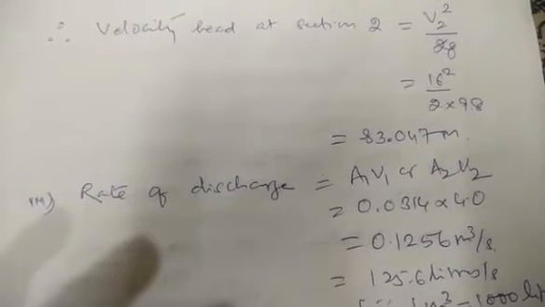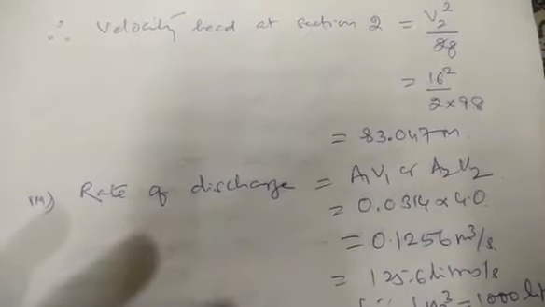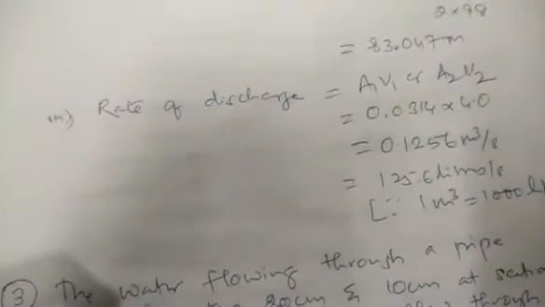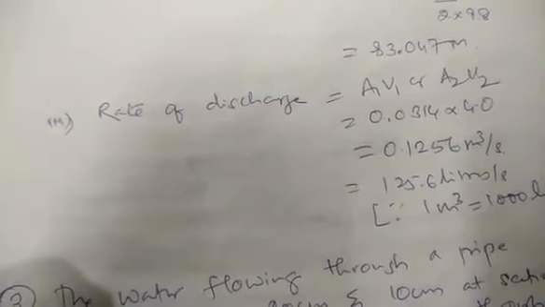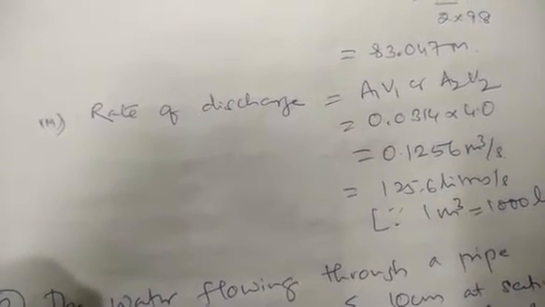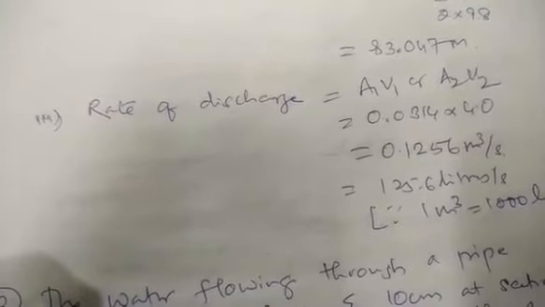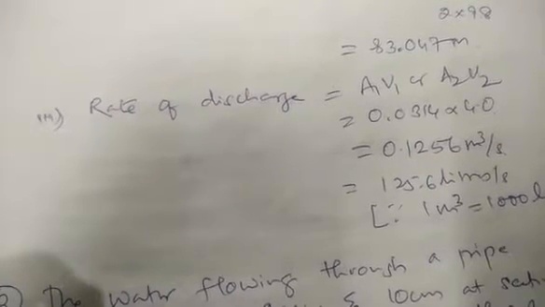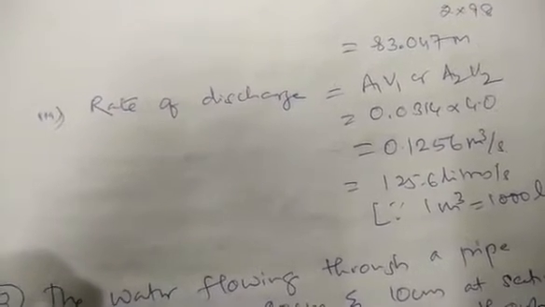So therefore we'll get 83.047 meter. So last is we need to find out the rate of discharge. So rate of discharge is given by Q is equal to A1 V1 is equal to A2 V2. So using any one of that we'll get the value of discharge. It is 125.6 liter per second.